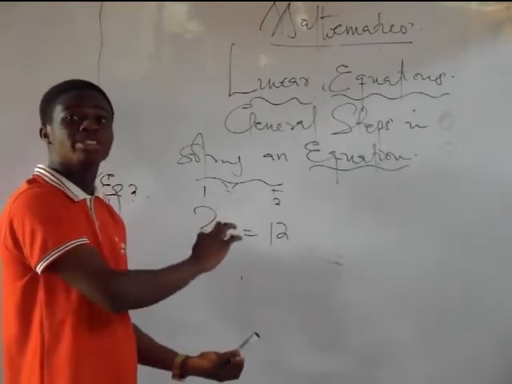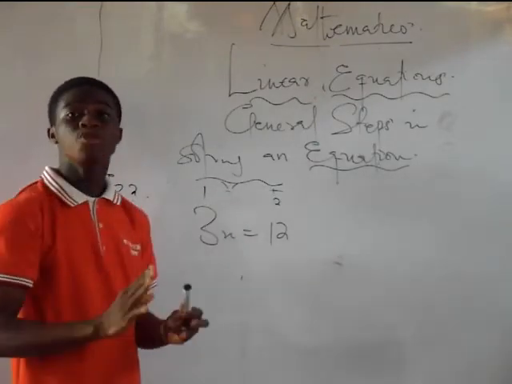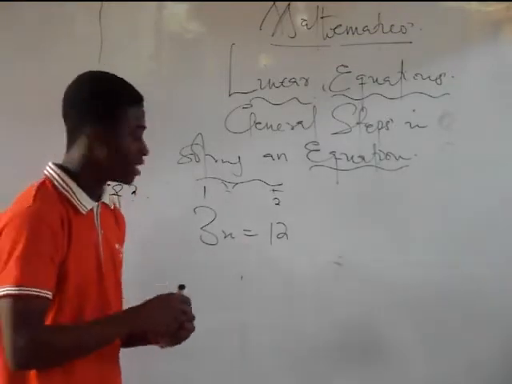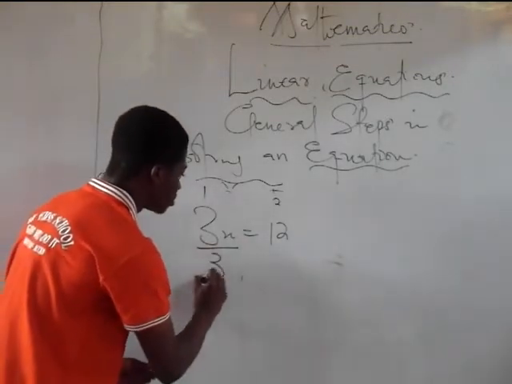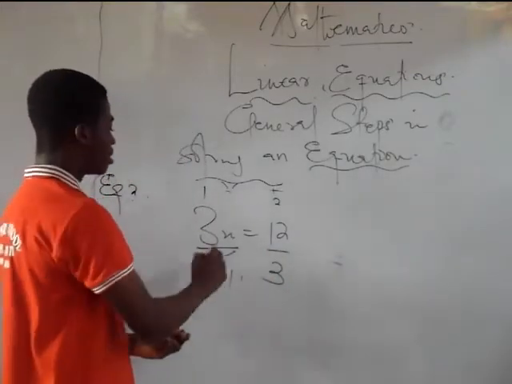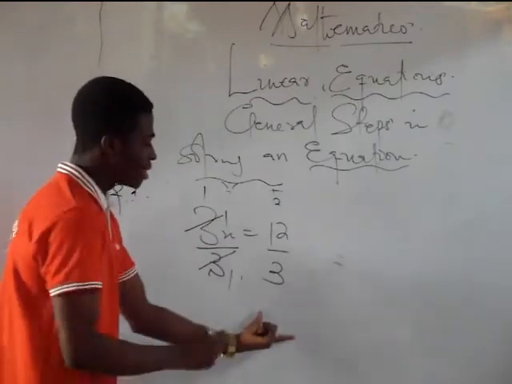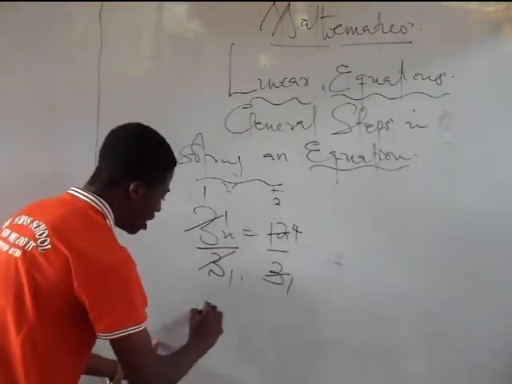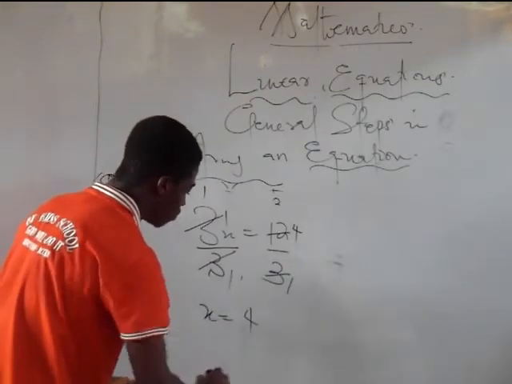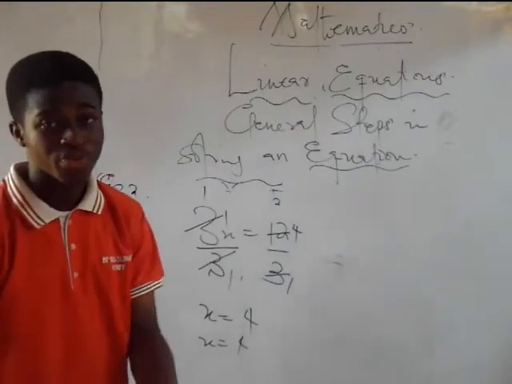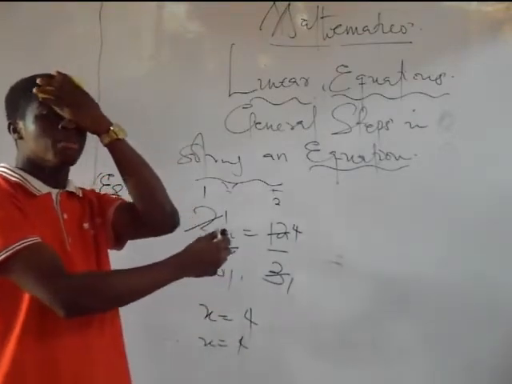We are dividing both sides by the coefficient of x. And you all know, in this question, the coefficient of x is 3. So let's divide both sides by 3. 3 divides itself 1 and divides itself 1. 3 divides itself 1 and divides 12 4 times. So we now have x equals 4. Therefore, x equals 4.